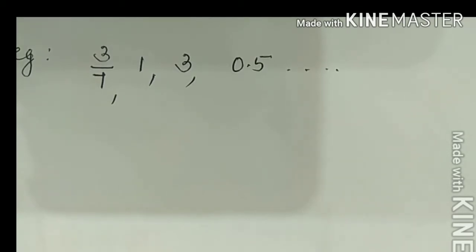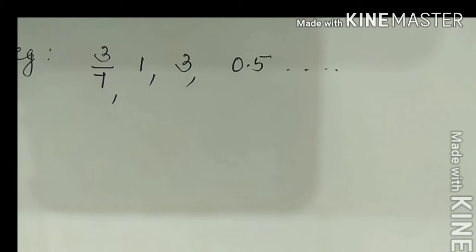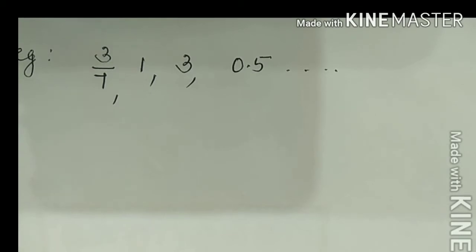Let's see 3 by 7. Here the numerator is 3 and the denominator is 7. So 3 is an integer, 7 is also an integer. And the denominator is 7, which is not equal to 0. So what can we conclude? We can conclude that 3 by 7 is a rational number.